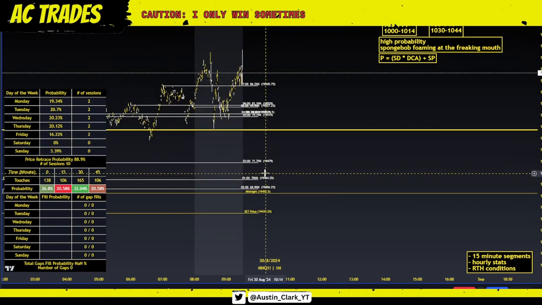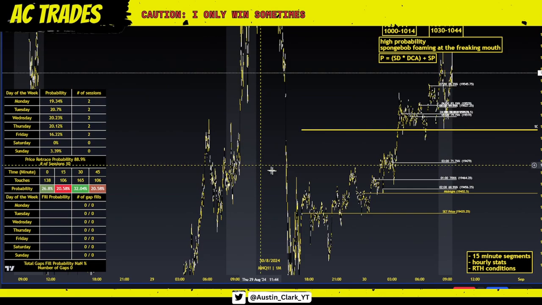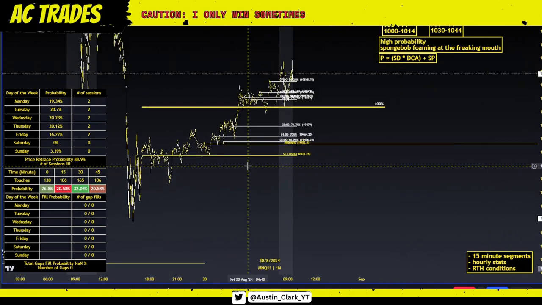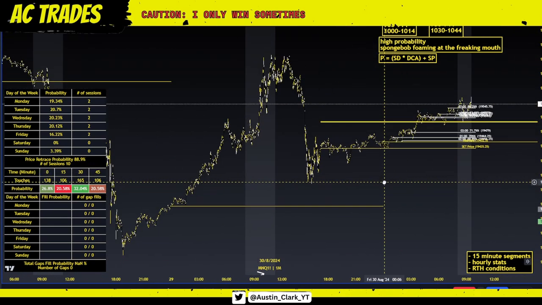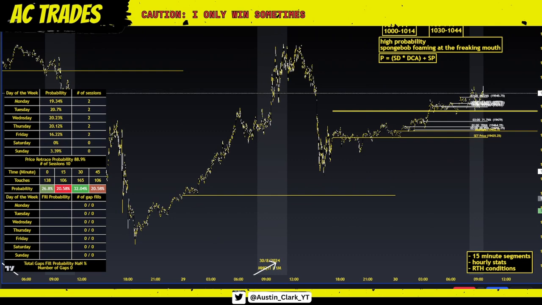You best believe I'm only looking for shorts. I don't care. Look at this. I don't care how bullish we look. Because people that are like, I trade straight price action, bro. What does that even mean? Straight price action. What does that mean?